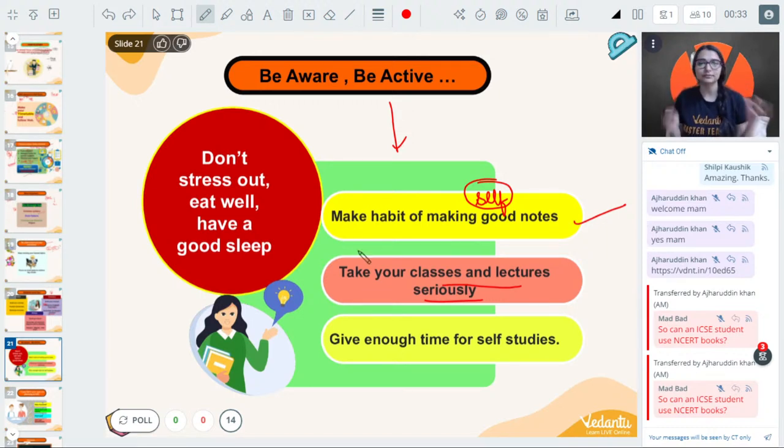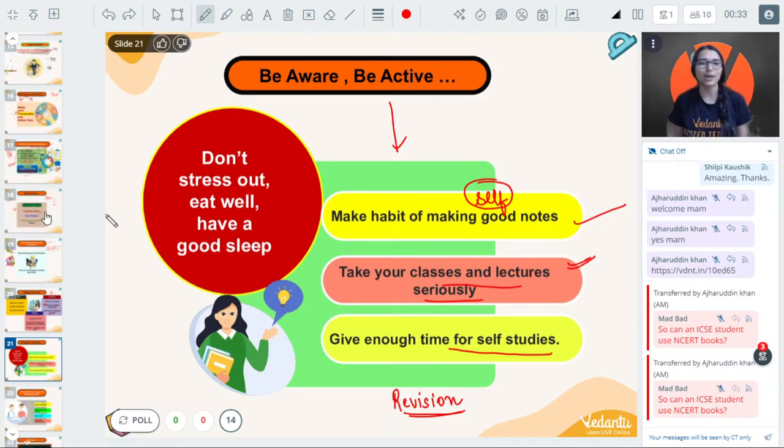You have to always carry a notebook and pen handy with you so that whenever the teacher is telling something important, you can note it down. And develop this habit of making notes and revising your notes. That's very important. Revision of the class notes. Whatever you practiced in school or learned on Vedantu, you have to revise that on the same day or at maximum the very next day. That is important so that things can be grasped in your mind in a better way. Give enough time for your self-studies.